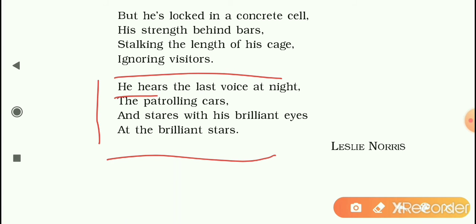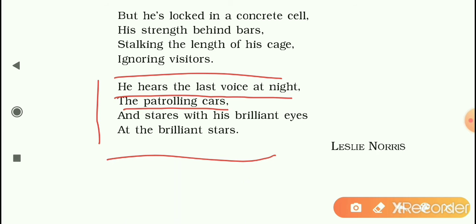He hears the last voice at night, the patrolling cars. For an animal of the jungle, for the predator, for the royal animal, night or day there is no difference. Oftentimes a tiger hunts at night, but the tiger has been forced into the timetable of a human being.